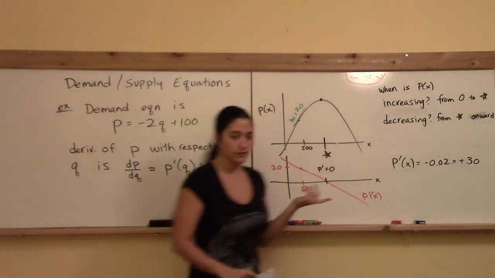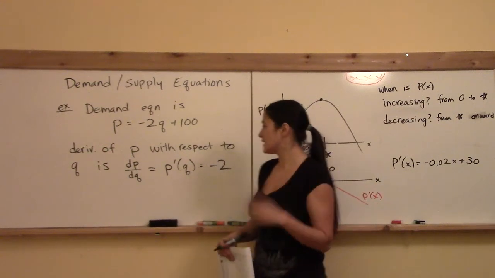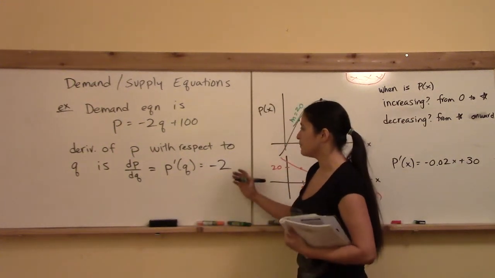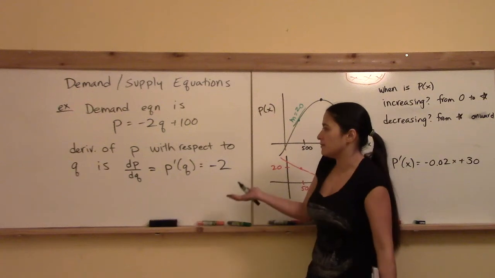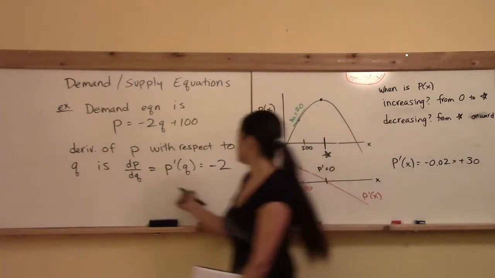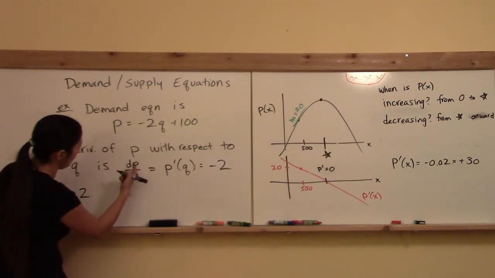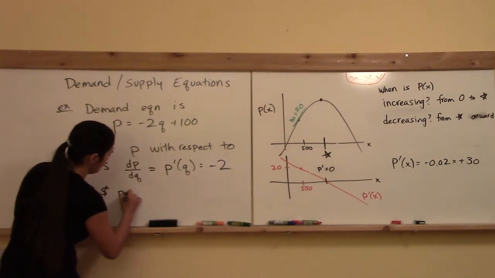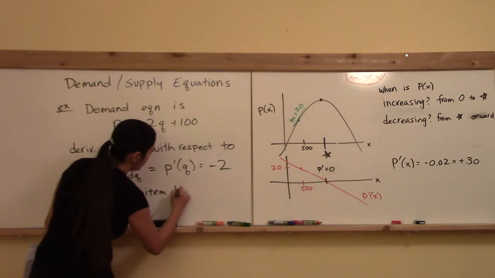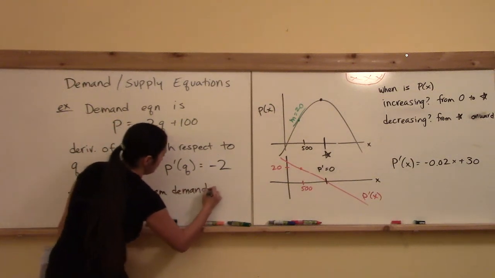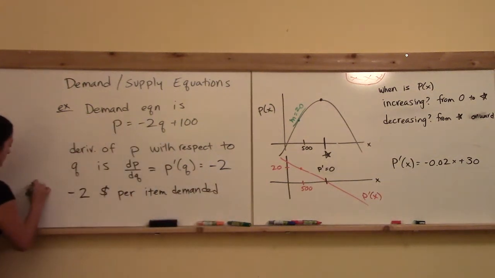Okay, so for this video, I would like you to now write a sentence of what that number minus 2 means. Like minus 2 what? So minus 2, let's see what's going to go on the top. Dollars per item demanded. Oh, price changes by.